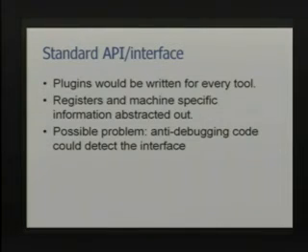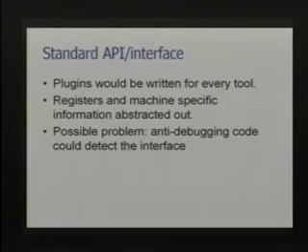Registers and machine-specific information can be abstracted out. I would love to be able to use one controller and have that talk to my cell phone, which is running ARM. It doesn't matter that it's a different CPU, as long as the debugger running on it speaks that same interface. Or it could be talking to a PPC machine, or a Sparc running Linux. It shouldn't matter what the OS or processor is.